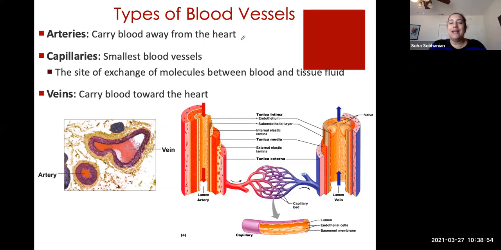Okay, so let's go ahead and move on to your blood vessels. Blood vessels are going to be the connecting point to our cardiovascular system, which is the heart. If you have an idea about the arteries, understanding the anatomy of the heart becomes significantly easier.